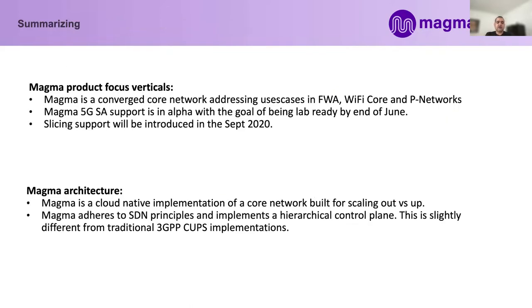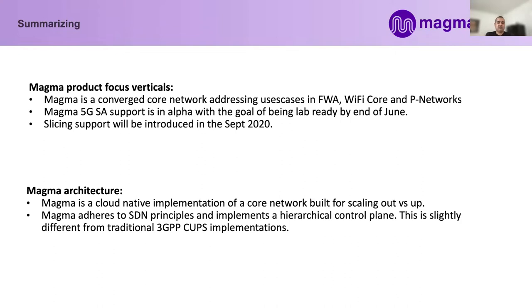So summarizing, Magma product focus verticals, currently we are focused around fixed wireless, Wi-Fi core, and private networks. Magma 5G SA support is in alpha. We hope to be lab ready by the end of June and field ready by September. Slicing support would be introduced in the September release of 2021.